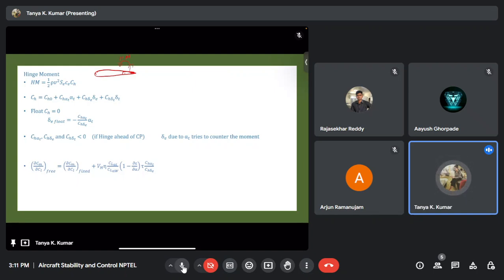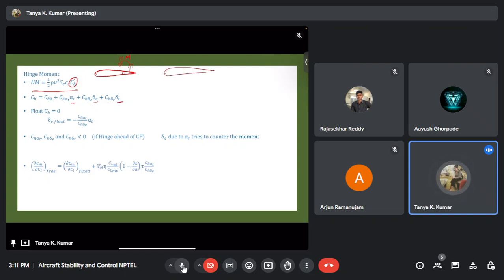Similar to all the other moments we've studied, it follows a similar form, where CH is the hinge moment coefficient. The linear form is given below, where it depends on angle of attack at the tail, elevator deflection, and trim tab deflection. All of these derivatives, we saw last time, are negative: CH alpha tail, CH delta E, CH delta T. How? A couple of things we've seen. Now let me just draw this.